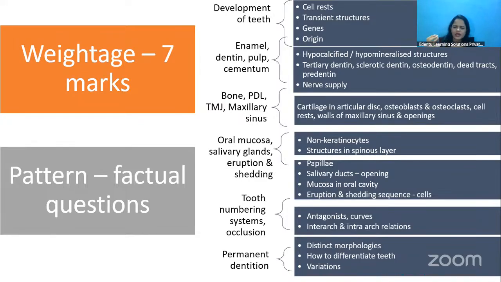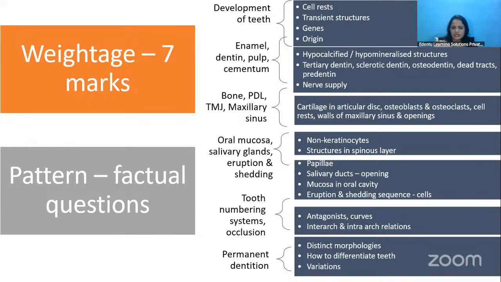Pulp is rarely asked, but if they are asking, then they can ask about the zones or the nerve supply. That's commonly asked. Now, regarding cementum, the types can be asked, the types of repair can be asked. Those are the usual questions from cementum.